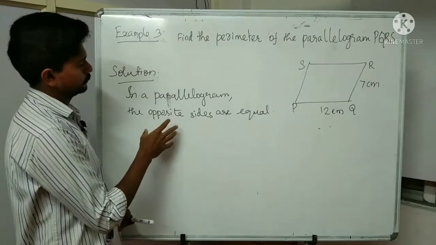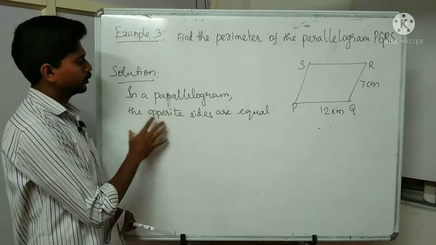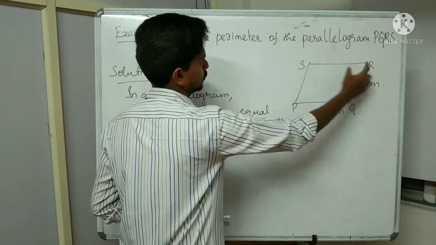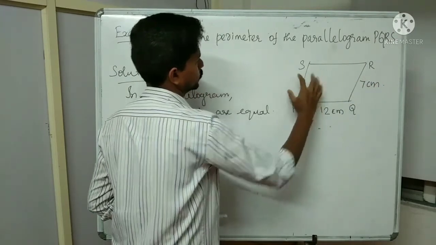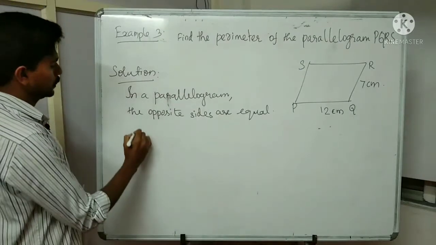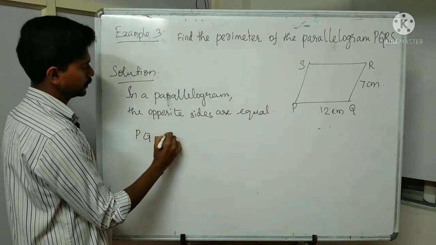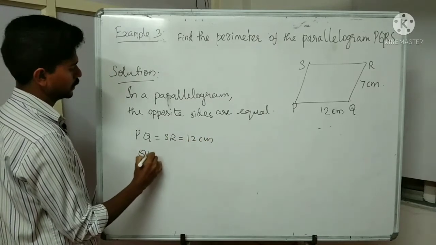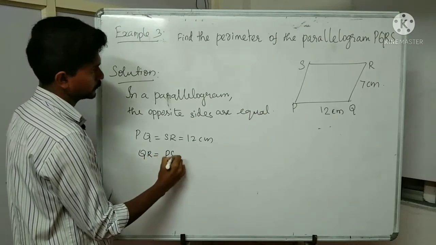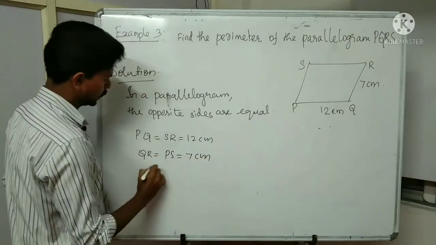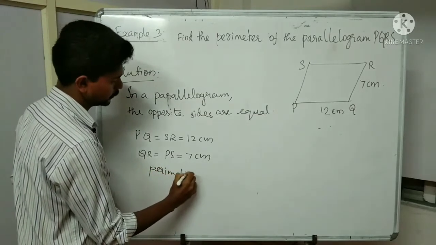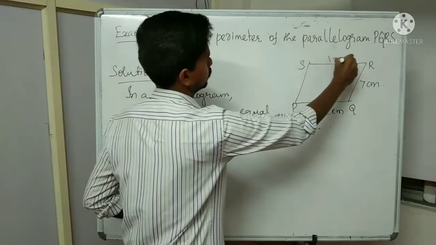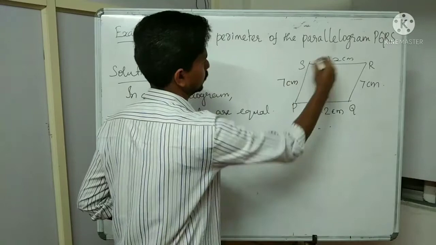We know that in a parallelogram opposite sides are equal. So if this is 12 centimeter, SR is also 12 centimeter. QR is 7 centimeter, so PS is also 7 centimeter. So PQ is equal to SR, which is equal to 12 centimeter. The same way QR is equal to PS is equal to 7 centimeter. We need the perimeter. Perimeter is nothing but the length around the shape. All the lengths we have to add.